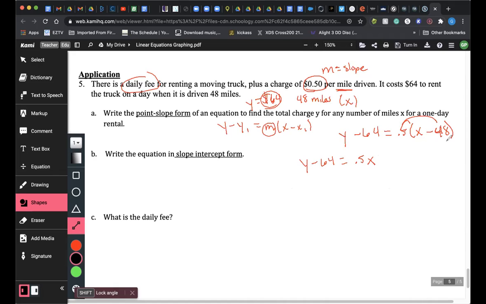You can use your calculators. You can use your brain, if you remember that 0.5 means half. So what's half of 48? You ready to tell me?